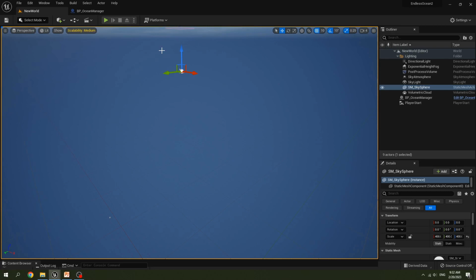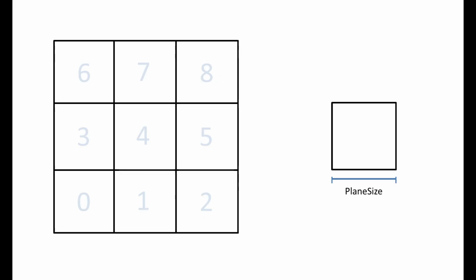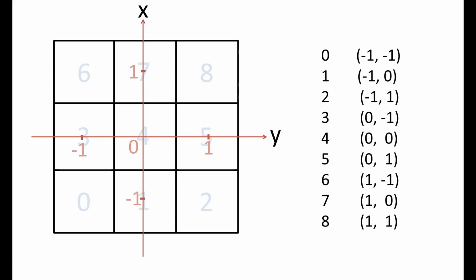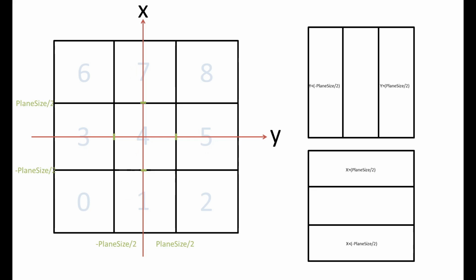Hello everyone, today we continue our tutorial about infinite ocean. For the last part, we know that we are about to spawn the plane for the ocean and we can find the location of the plane. And now we have to figure out which plane the player character is stepping on.